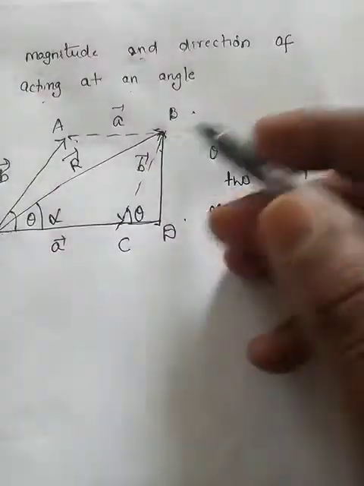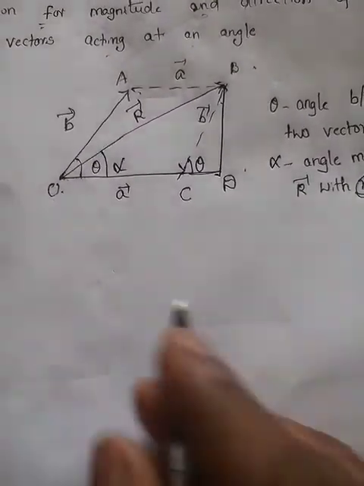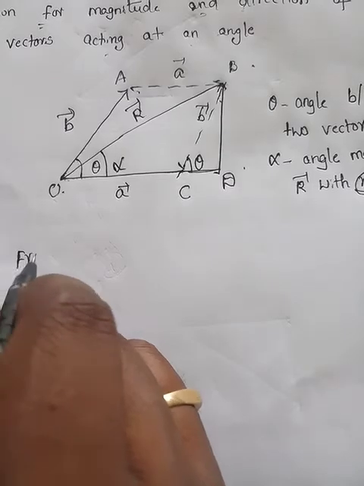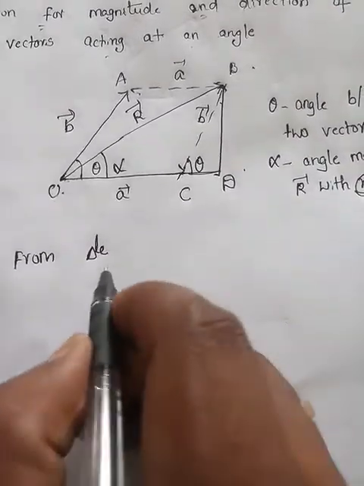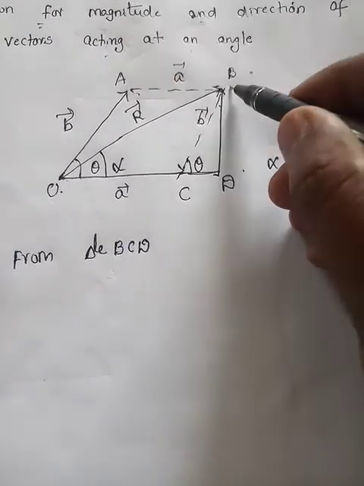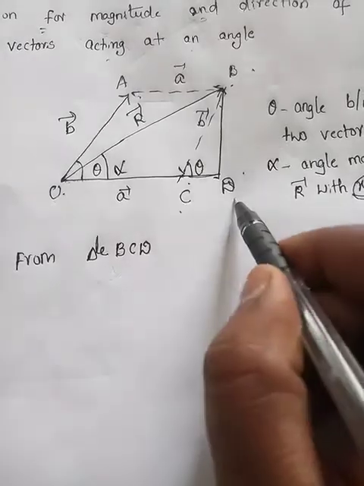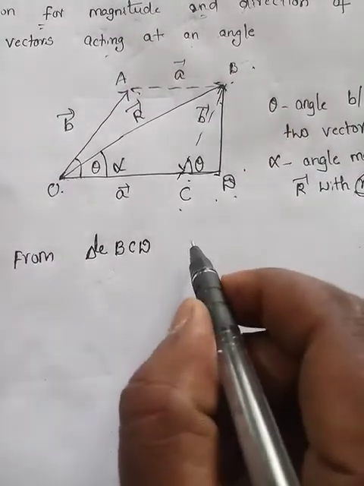Now, OBD is a right-angled triangle, is it right? Now, we can easily calculate OB. First, from triangle BCD, I want to calculate CD and BD, right? CD I want to calculate means what? Cos theta.